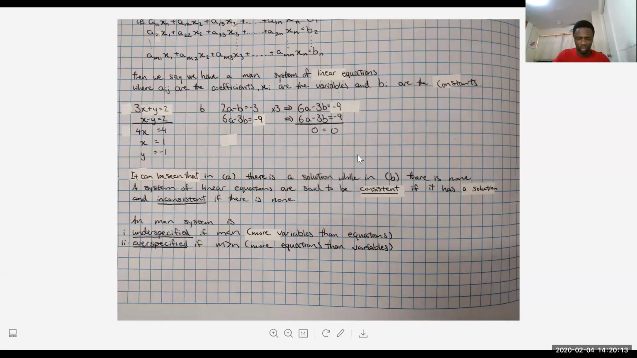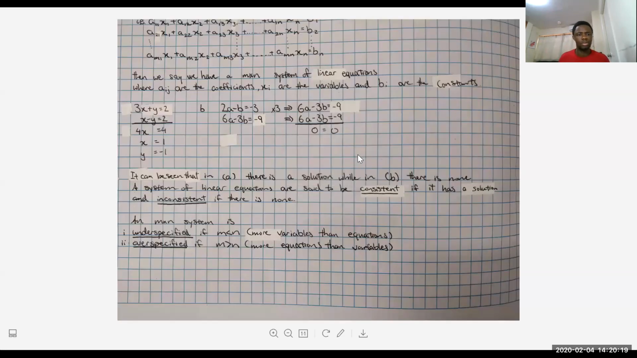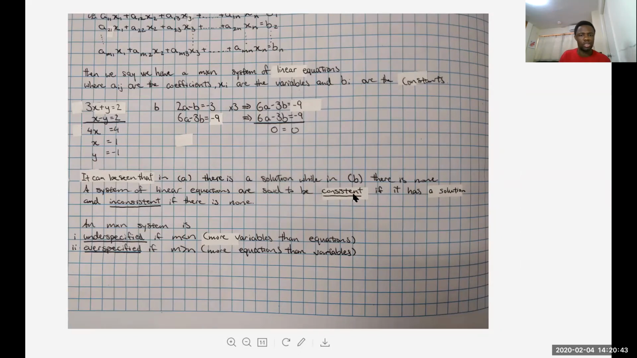Mr. Cheng was kind enough to send this to us. So the last three things that we discussed before we left: an equation can be consistent or inconsistent. When is a system of linear equations said to be consistent? A system of linear equations is said to be consistent if it has a solution. If it has a solution, it is consistent. But if you do not have a solution, it is inconsistent.